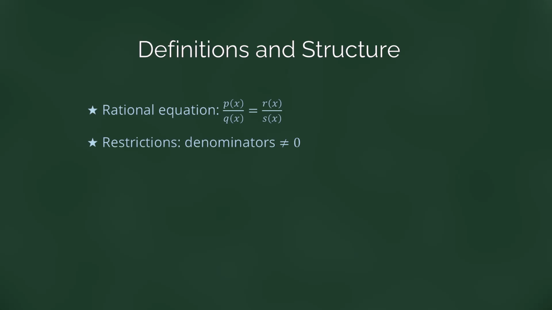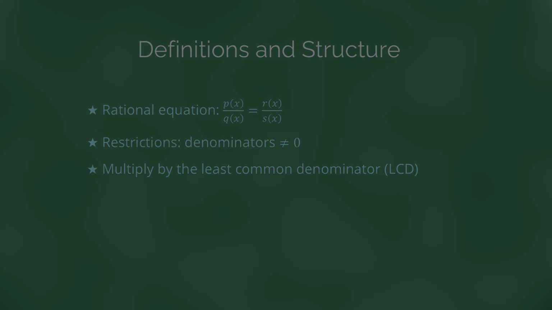The restrictions on a rational equation are driven by the denominator. We know that we can't divide by 0, so we're going to automatically exclude any values of our variable that make the denominator equal to 0. Lastly, we're going to construct the least common denominator, or LCD, of all of our denominators by using factoring techniques, and then we're going to multiply our expression through by that denominator in order to clear our fractions.